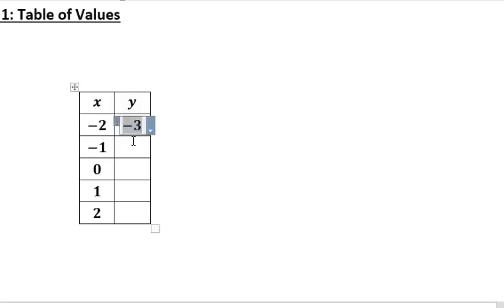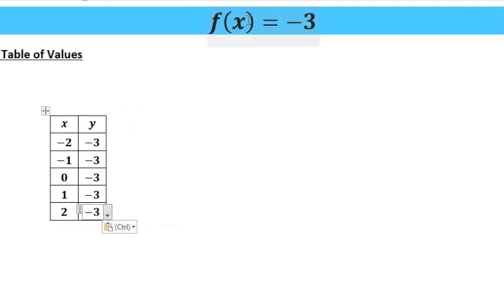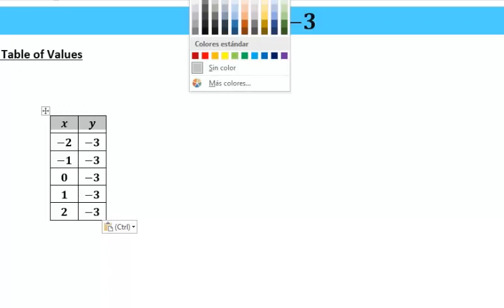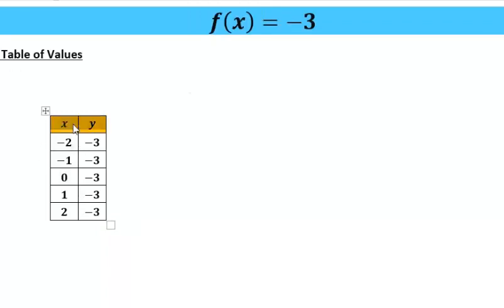And basically you just have to do that with all of the values of the table. So it's basically the answer -3 always. The answer is equal to -3. That's what the formula is telling you. So step 1 will be something very simple to do. You just put this number in all of the y's.